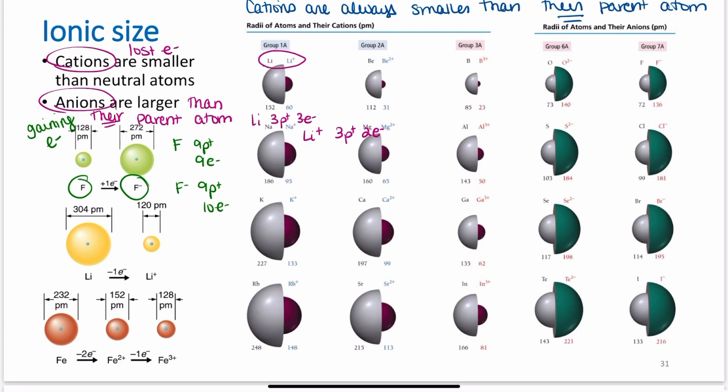If I added two electrons to that, like oxygen likes to be -2, it's going to get even bigger because now in oxygen's case, I would have 8 protons trying to pull on 10 electrons. It's just less positive charge to go around.